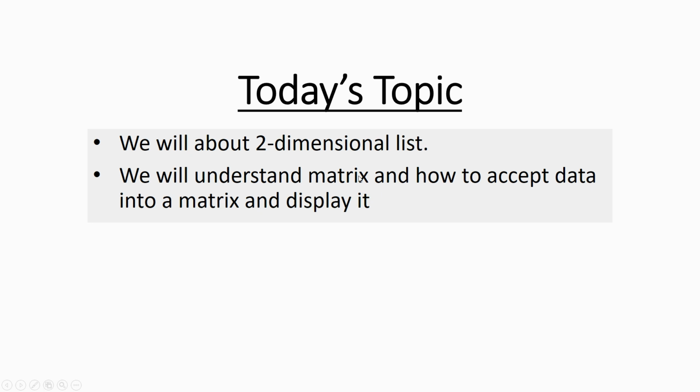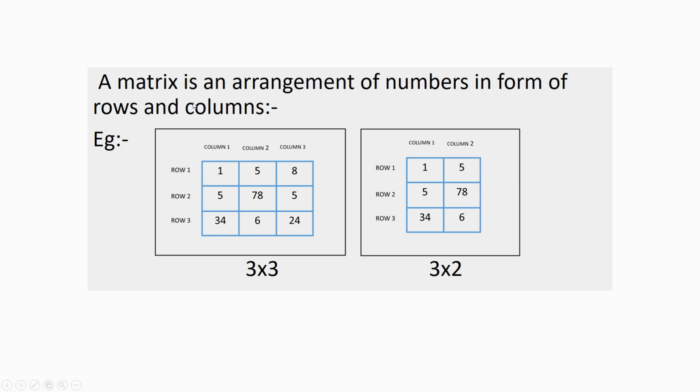But let us understand first something about the matrix. So a matrix is basically an arrangement of numbers in form of rows and columns. Okay, so here is an example in front of you. This is a matrix where we have the rows and columns. So these are the rows, row 1, 2 and 3, and these are the columns. Okay, so the dimension of this matrix is 3 by 3. So total elements that we will have is total 9, 3 into 3, that is 9.